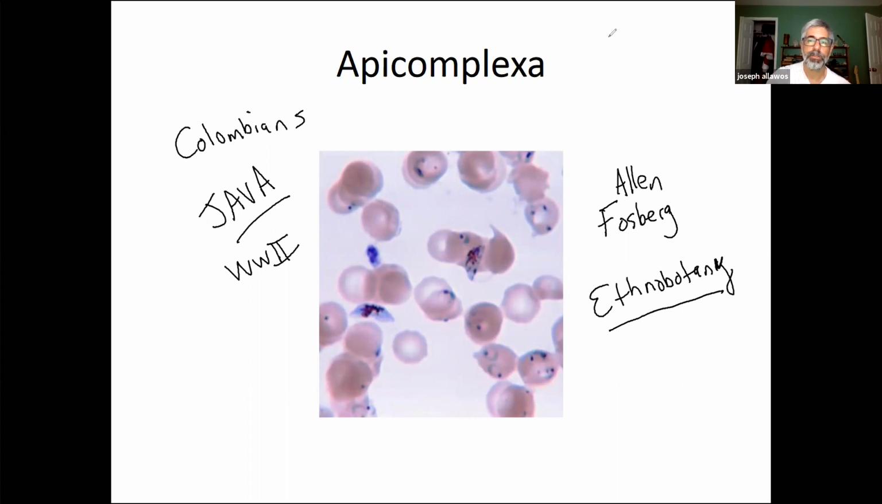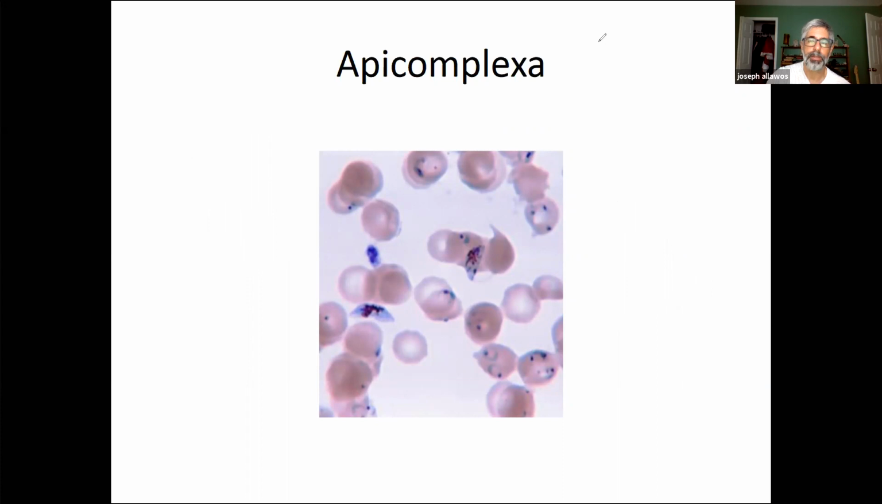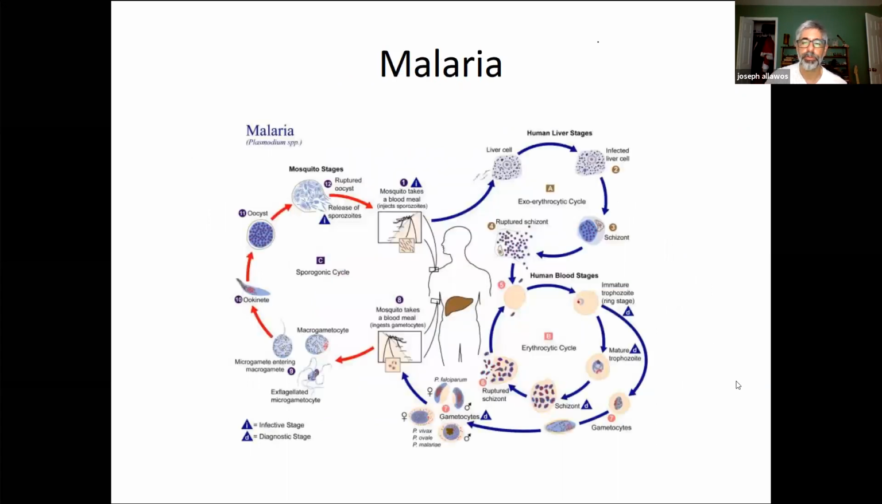As far as the rest of it goes with Apicomplexa, with malaria and Plasmodium, the life cycle of this organism is incredibly complicated, as is true of many parasites, right? And you are not responsible for this life cycle, okay? But let's just look at it and we can talk briefly about it.